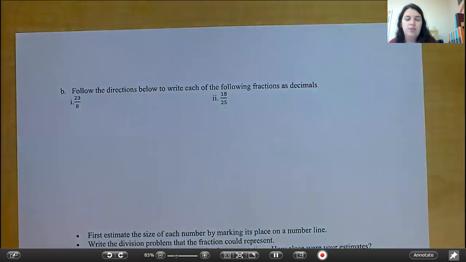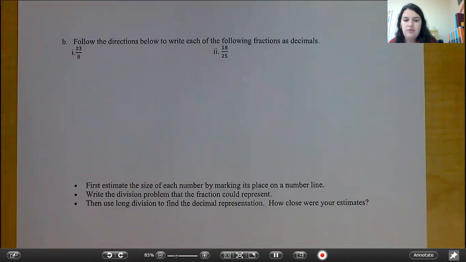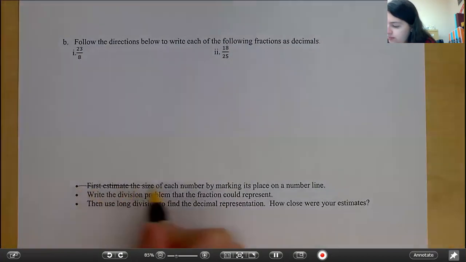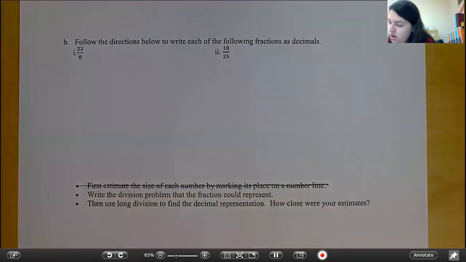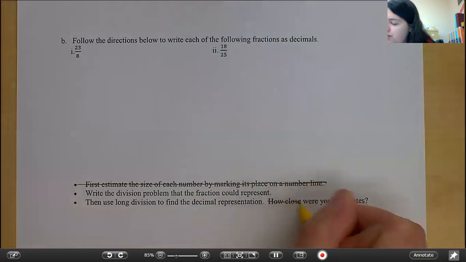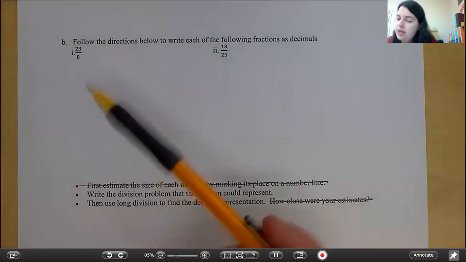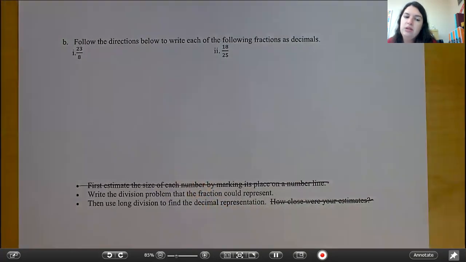If we look at part B, it says follow the directions below to write each of the following as fractions or decimals. First, estimate the size of each number by marking its placement on the number line. You do not need to do this. Write the division problem that the fraction could represent, then use long division to find the decimal representation. How close were your estimates? So you don't have to do the part about your estimates, but you do need to write this as a division problem, and then you need to solve using long division.